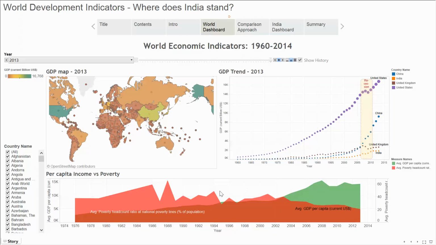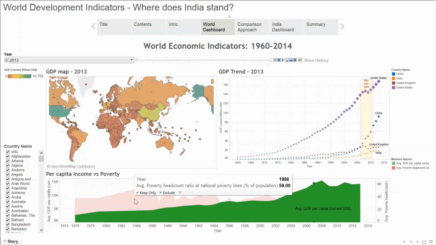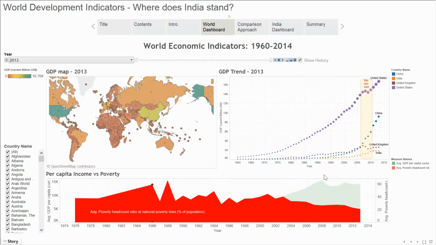And coming to the bottom chart. This chart shows us the comparison of increasing per capita income versus reducing poverty. While the average GDP per capita is shown in green color, the poverty headcount ratio at national poverty lines, which is represented as a percentage of population, is shown in red color.